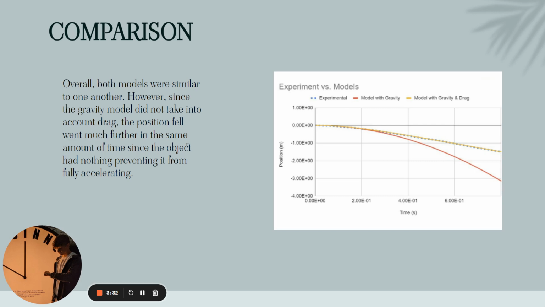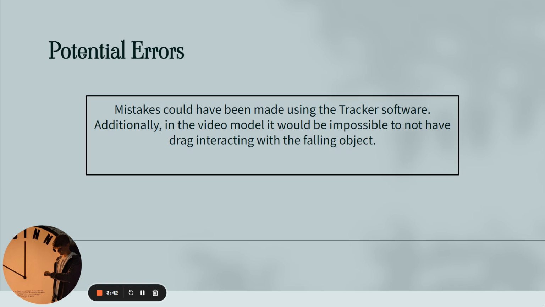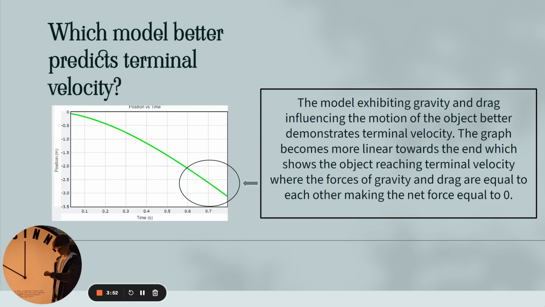So for the comparison, both models were very similar, but since the gravity model did not take into account drag, it was overall faster, and it continued accelerating while the drag model started to become more linear. Potential errors: mistakes could have been made using the Tracker software. Additionally, in the video model, it would be impossible to not have drag interacting with a falling object, so Buzz would have been experiencing drag.